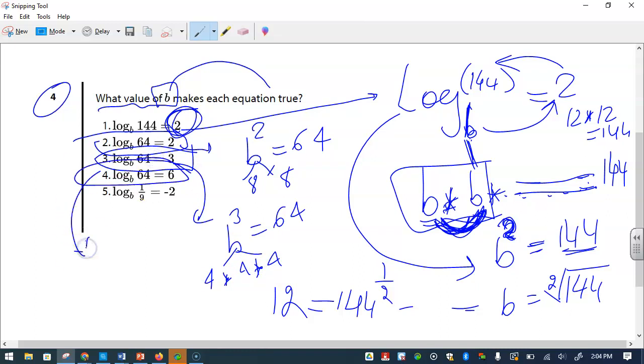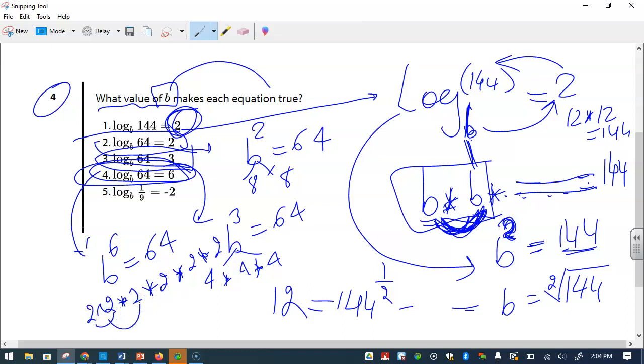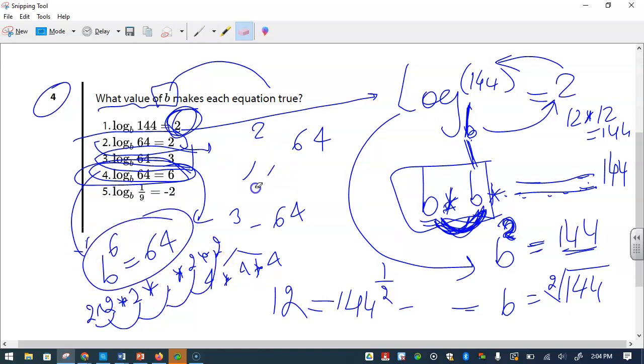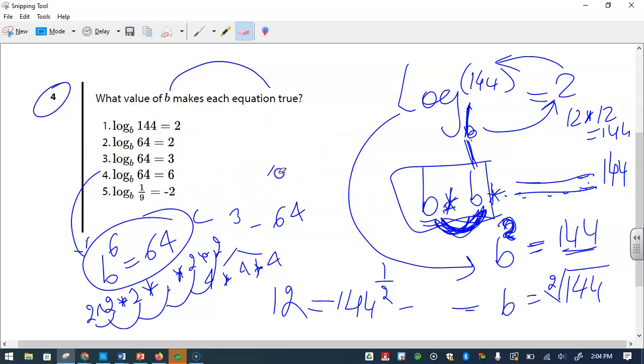What about the next one? The fourth one is b raised to 6 is 64. That's like the sixth root of 64. Or you will just use your common sense and say, hey, you have to multiply 6 times. So if you multiply 6 times, 2 times 2 is 4, 4 times 2 is 8, 16, then 32 and 64, and you're done, right? And the last one, be careful with the last one.